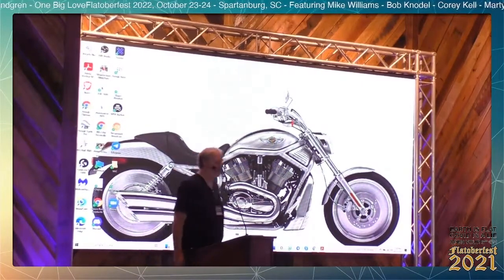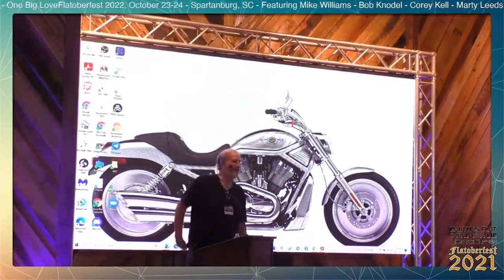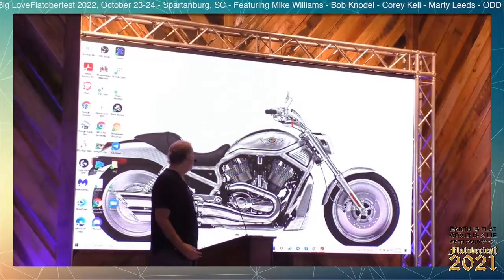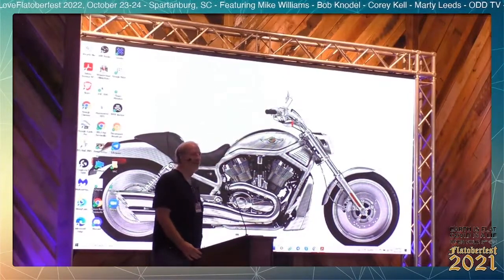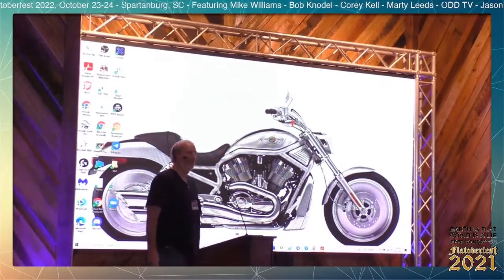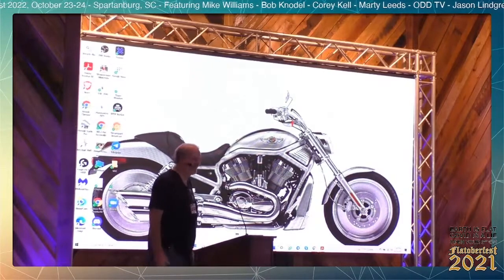So in case any of you are wondering, yes, this is my motorcycle. I love it. It's my Harley V-Rod. And I've had it for, gosh, a long time, almost since it was brand new. I got it in 2004. And I ride it all over the place, really love it. So that's it, just thought I'd show it off to you.